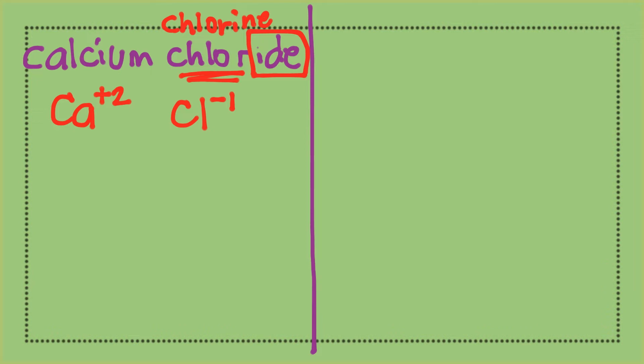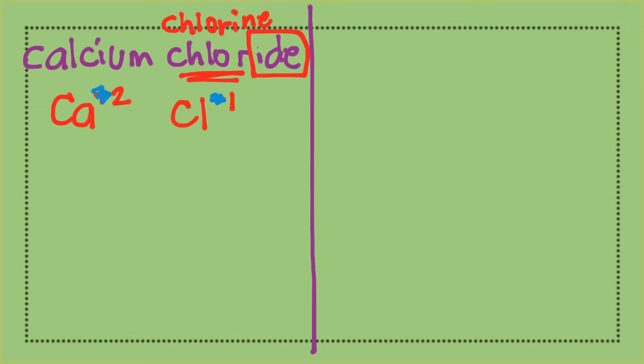So what you're going to do, it says there, we write down the symbol with the correct charge, so this is it. Step 2 is we have to cancel out the positive and the negative. So Ca plus 2 simply becomes Ca2, and Cl minus 1 simply becomes Cl1.